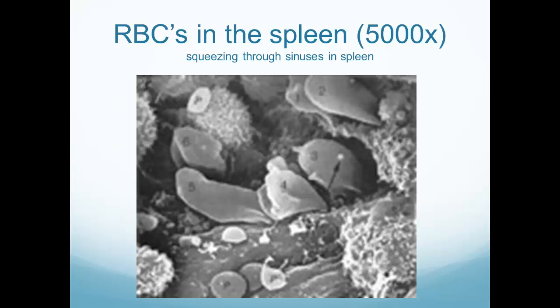Here's a bunch of red blood cells that are kind of squeezing through the sinuses in the spleen. So this would be a normal function as they're squeezing through the sinuses. Think of the sinuses in the spleen as being like a filter, and we're filtering the blood, where the red blood cells are able to squeeze on through there and move back through the rest of the circulation.